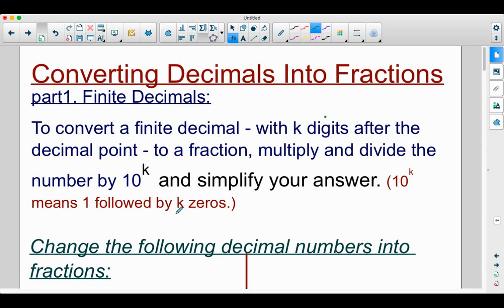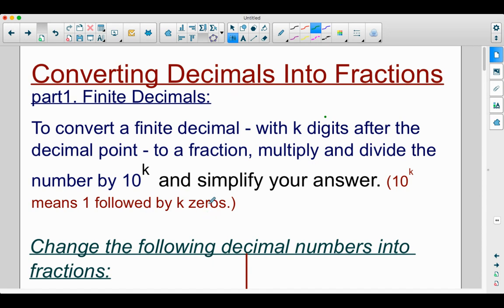This means that if k is 1, we'll multiply and divide by 10. If k is 2, we multiply and divide by 100. And if k is 3, we are going to multiply and divide by 1,000.